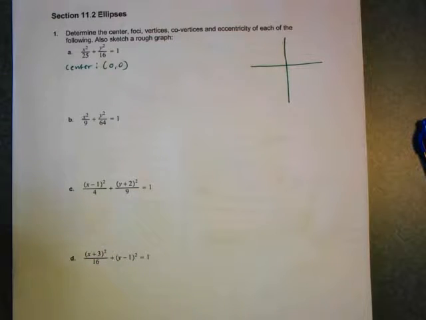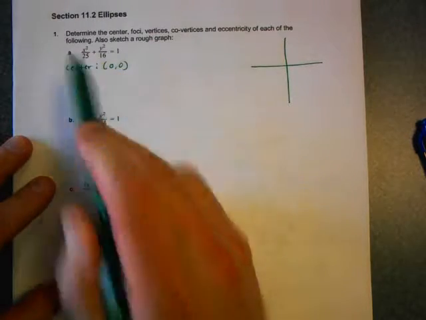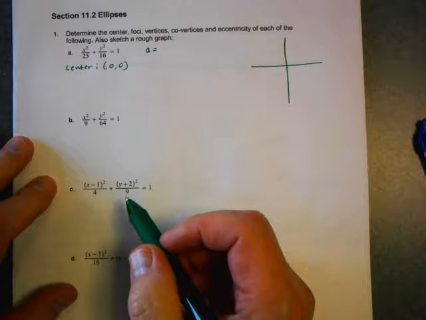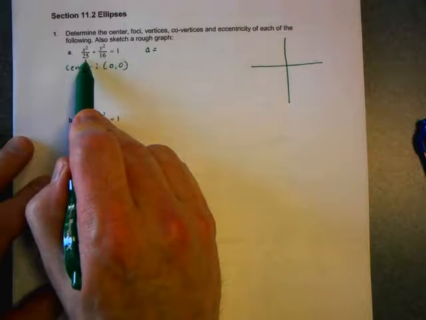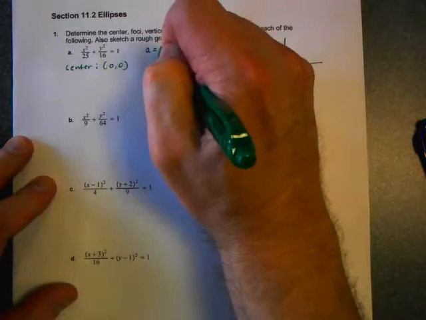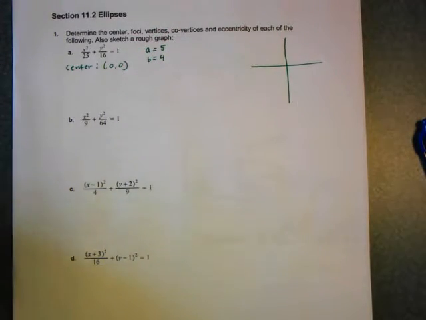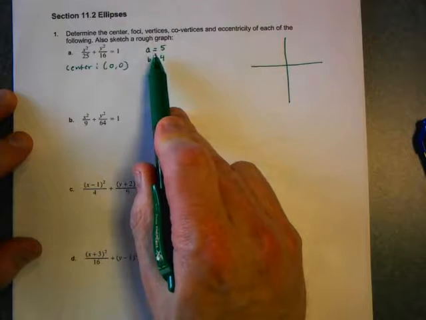Is this ellipse long but not very tall, or is it tall but not very wide? How do you know it's long but not very tall? The bigger number is under the x. Okay. What's the a number? 5, because this has a squared on bottom. So a is 5. What's the b number? 4. Okay. What does a tell me again? The length of what?